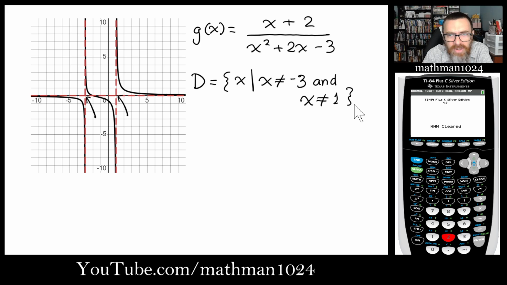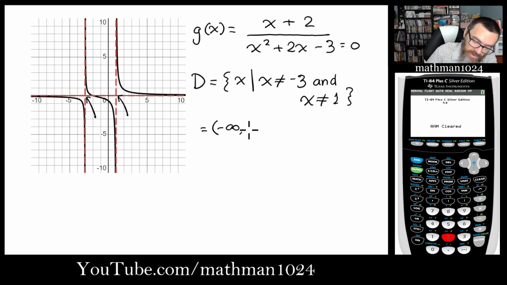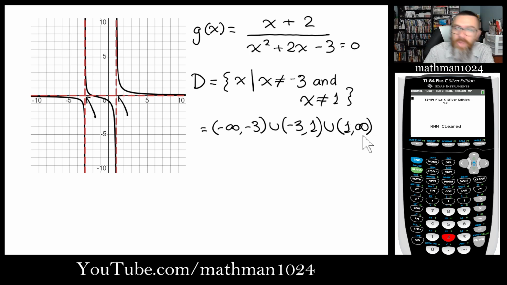Now, if we needed to verify that algebraically, we could just take this denominator and set it equal to 0 to see how that's affecting my domain. So alternatively, we can use interval notation. So negative infinity to negative 3, union negative 3 to 1, union 1 to infinity. Again, both of these expressions are going to mean the same thing, the same set of numbers.